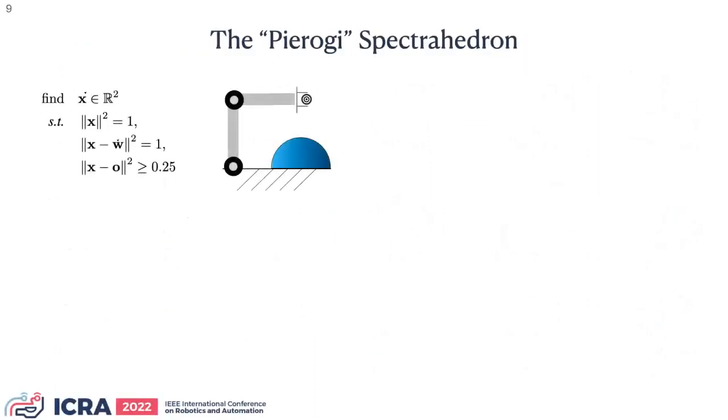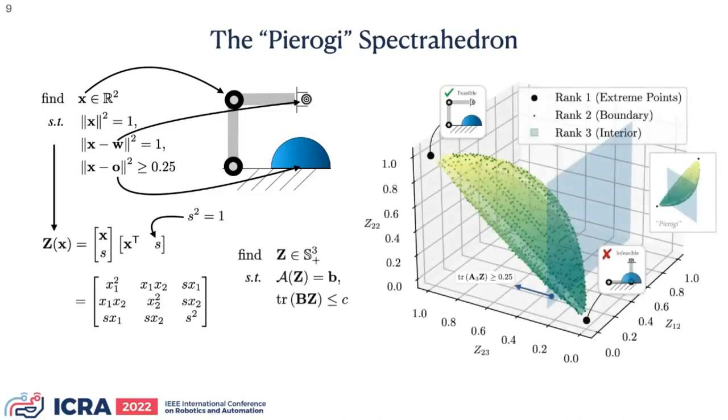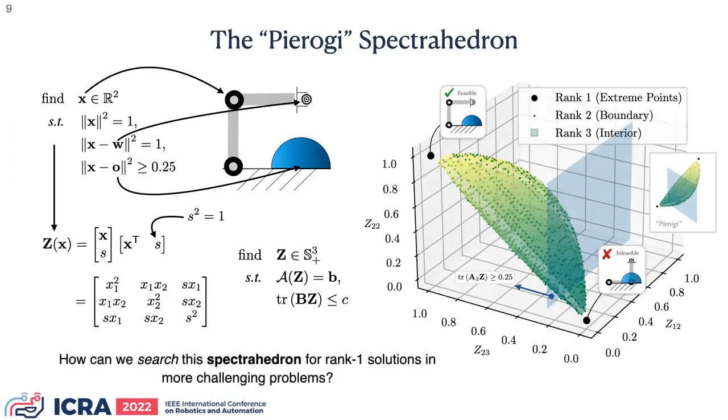Consider the simple planar case again, but with the addition of a circular obstacle that the robot cannot collide with. We can relax this quadratic feasibility program to a semi-definite program whose feasible set is the convex spectrahedron pictured here. Observing that the true rank 1 solutions to our original problem are extreme points of this body, we need a way to reliably find these solutions in more complex cases.